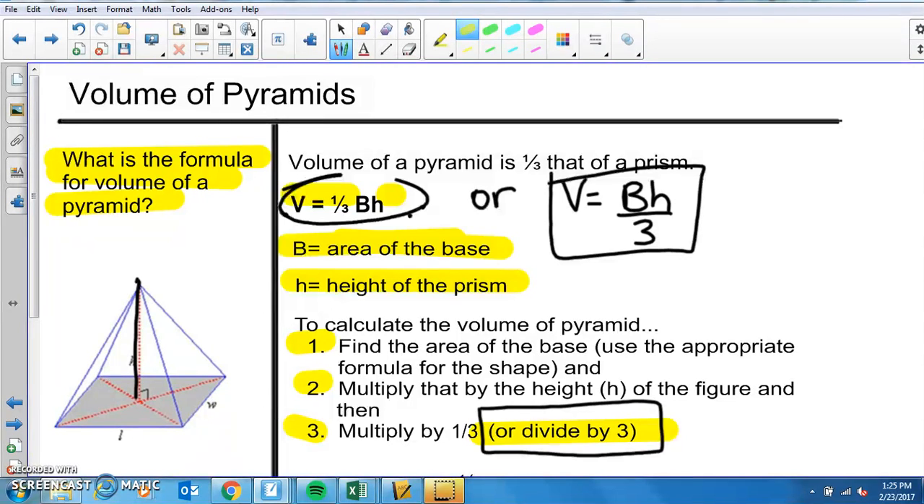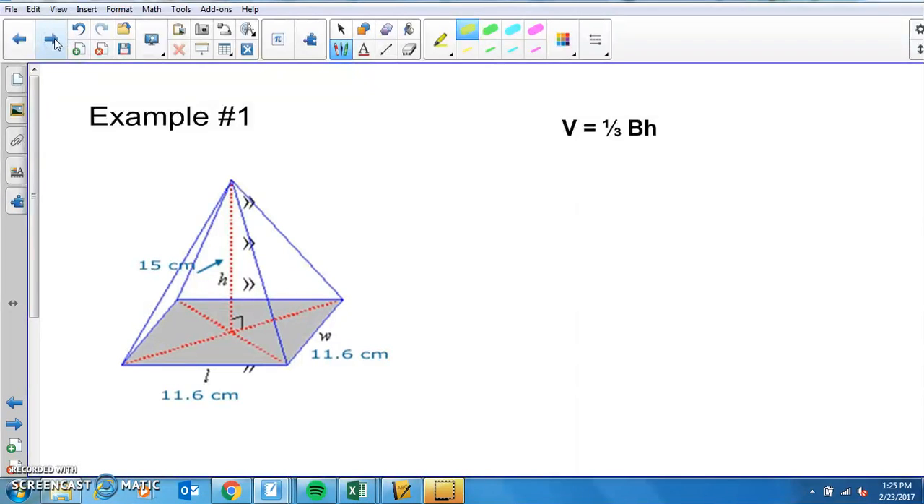So these are the 3 steps. We're going to find the area of the base by using the appropriate formula, just like we did with prisms. Number 2, we're going to multiply that by the height, which is the distance from the top of the pyramid straight down to the bottom. And then we're going to divide that by 3, and that would give us our volume. So let's go over some examples.